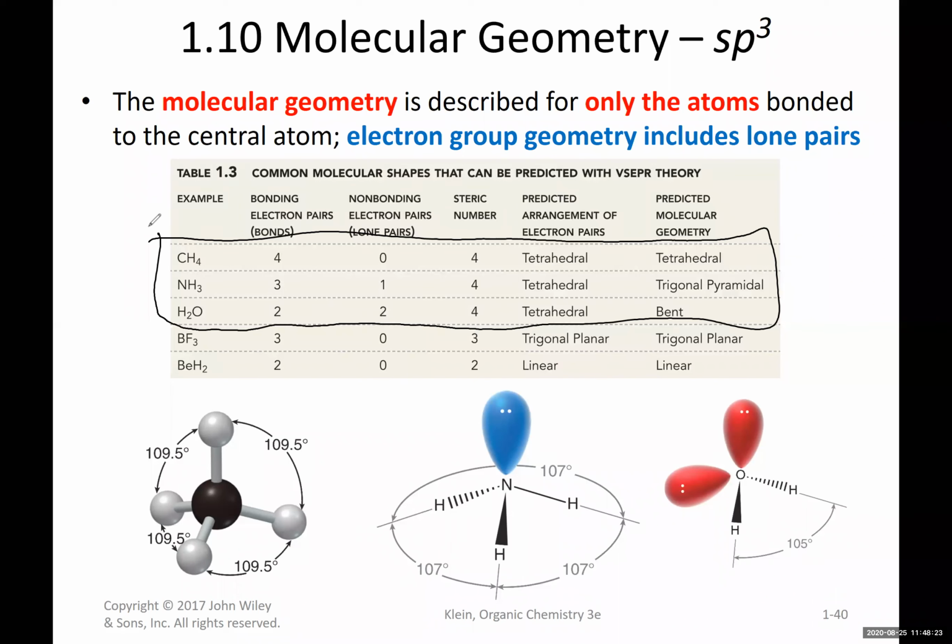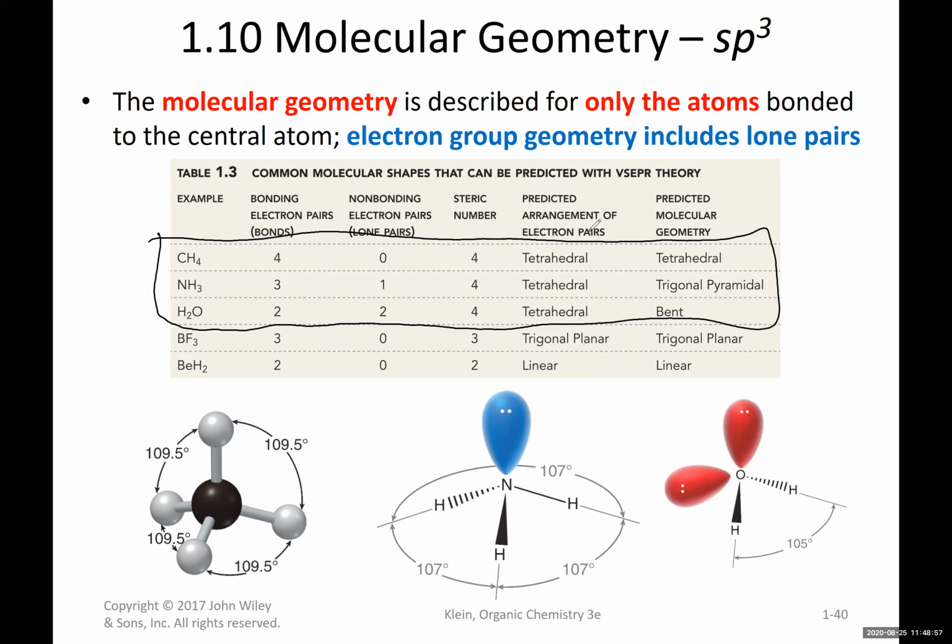Okay, so here are the 3 cases. These all have steric number 4. Methane, we saw, has 4 bonds, steric number 4. Ammonia had 3 bonds and 1 lone pair, steric number 4. And water had 2 bonds and 2 lone pairs, steric number 4. So with steric number 4, you need 4 sp3 hybrid orbitals, right? Because to form a bond to an atom, you need an orbital, and to hold an electron pair, you need an orbital.